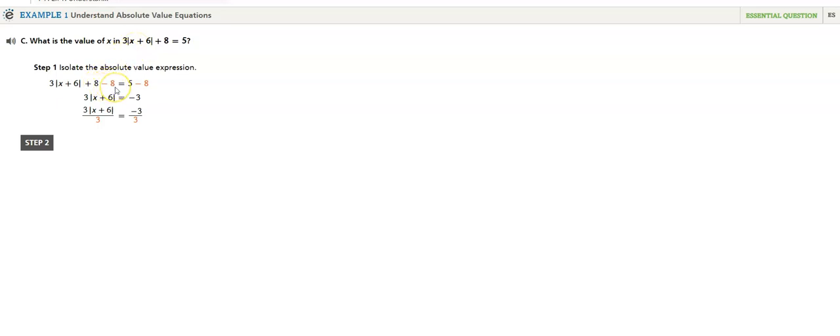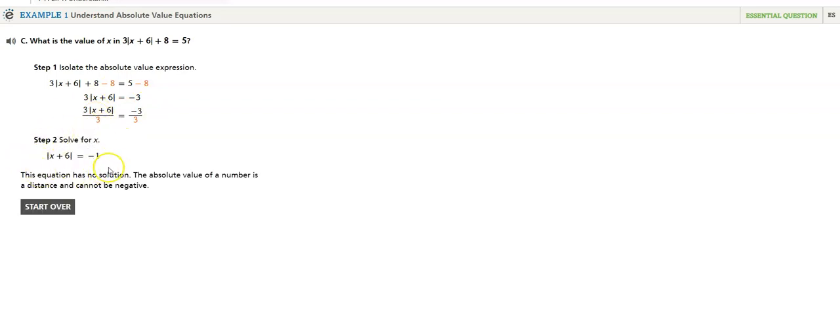So I'm going to get rid of that plus 8. I'm going to get rid of that times 3. And you're going to end up with an equation that kind of looks like what we just saw on our previous slide. If this was a positive 1 on this side, then we would split it into those 2 possibilities and solve. But because absolute value can never be negative, because it is a distance, we cannot solve this problem. It has no solution.